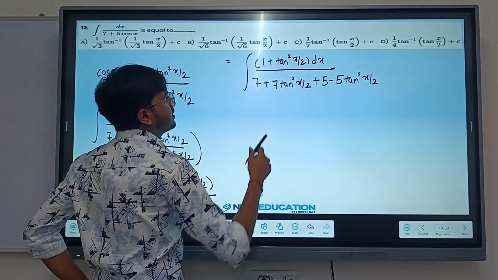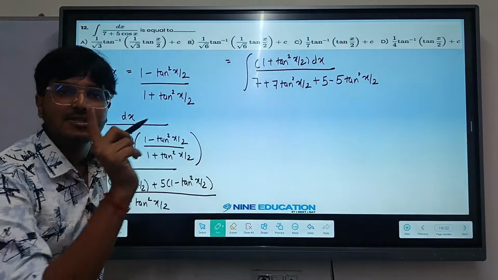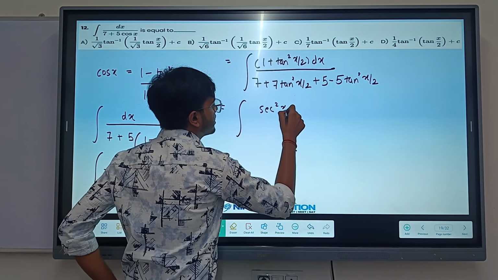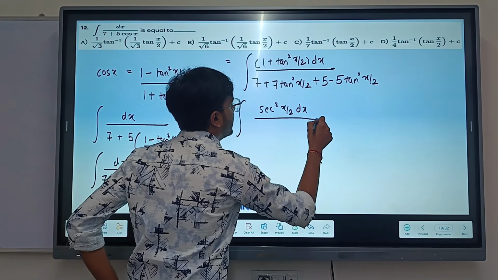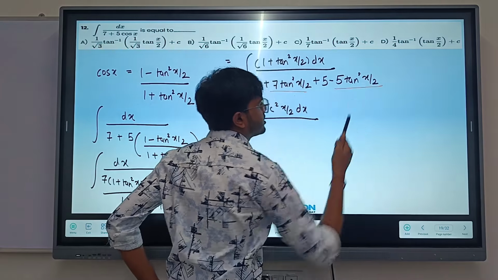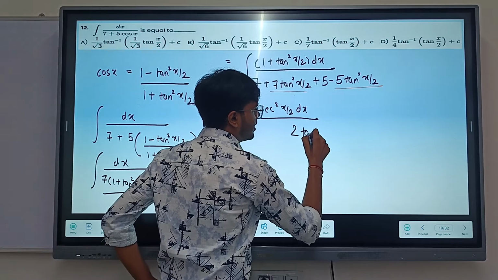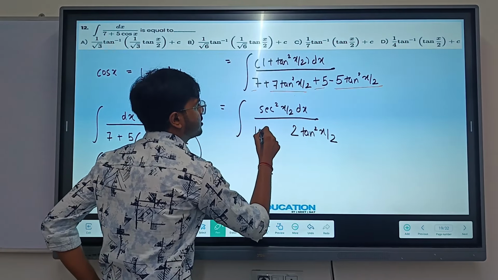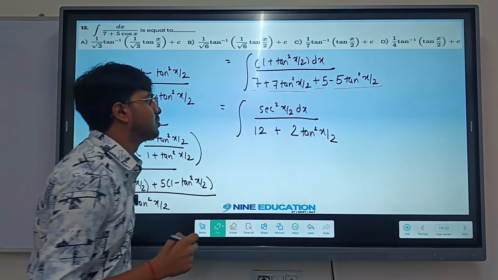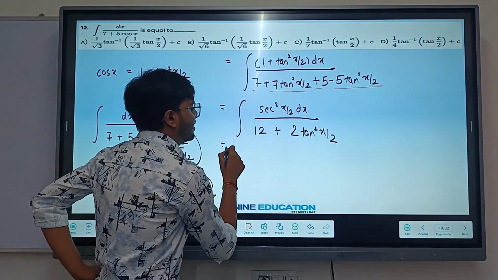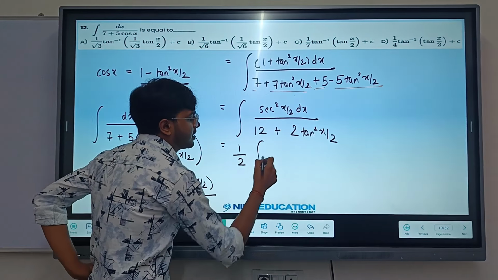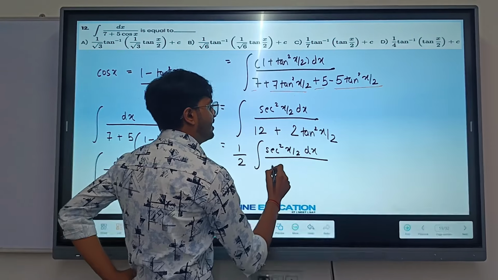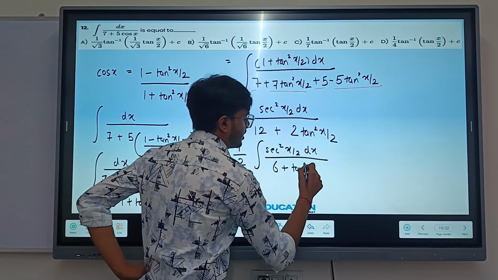Now what is 1 plus tan square theta? 1 plus tan square theta is secant square theta. So in the numerator I get secant square x by 2 dx, divided by 7 minus 5, which is 2 tan square x by 2, 7 plus 5, which is 12. So 12 plus 2 tan square x by 2. I can take a 2 common: 1 by 2 integration of secant square x by 2 dx divided by 6 plus tan square x by 2.